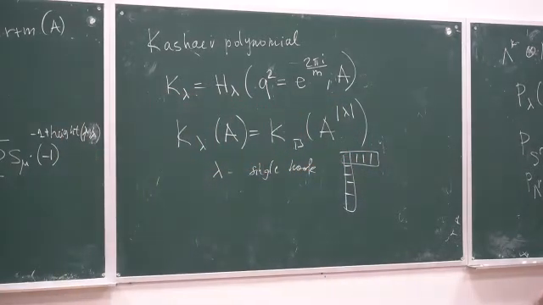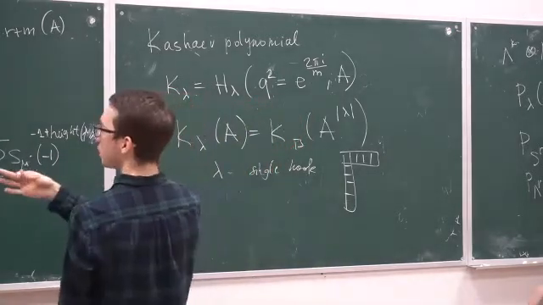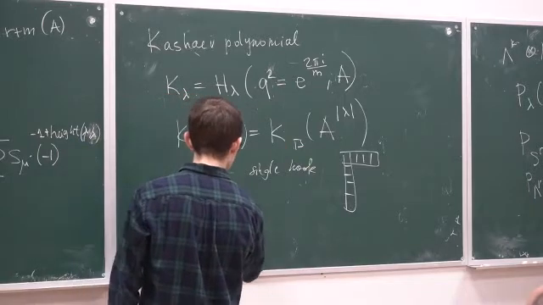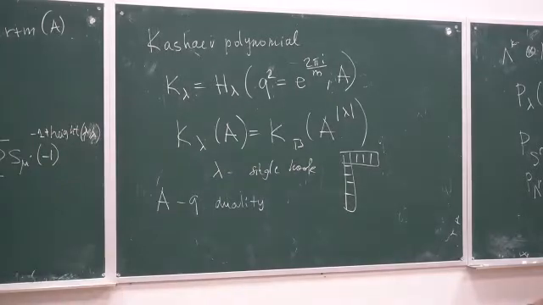And if you compare this property of the Alexander polynomial and this property of the Kashaev polynomial, they look very similar. And this is some mysterious AQ duality, which is totally unclear how to prove.